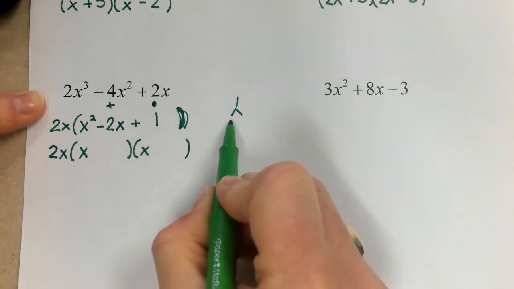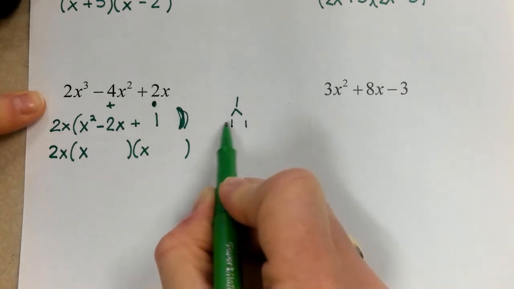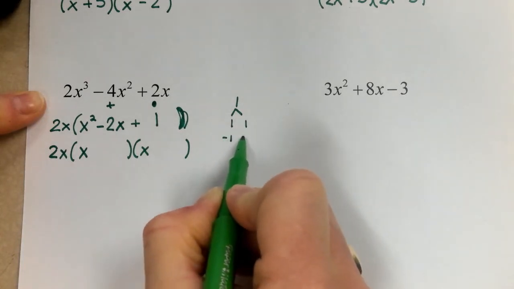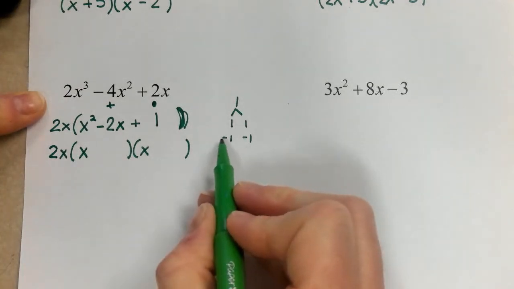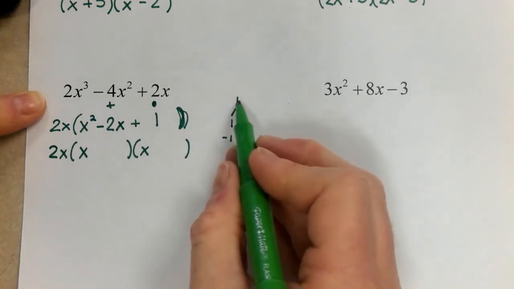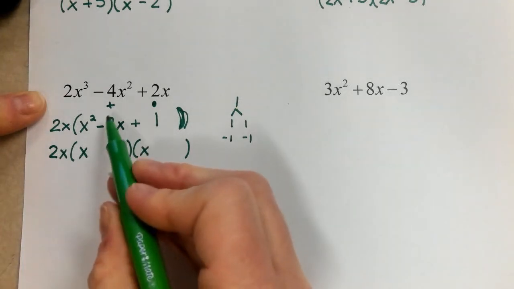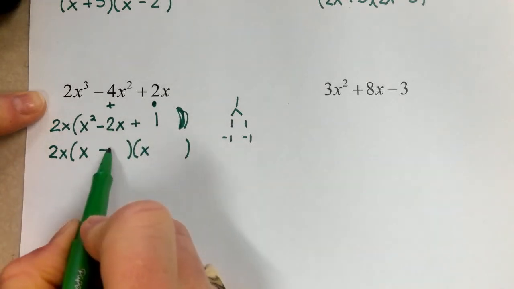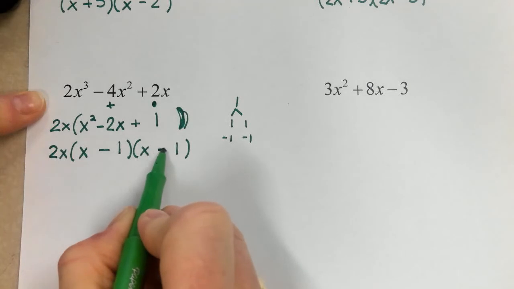Well, the only way to get a 1 is with 1 times 1. But remember also that 2 negatives multiplied together make a positive 1 as well. So maybe it's negative 1 times negative 1 to make positive 1. But then negative 1 plus negative 1 would add up to be negative 2. So we want negative 1 and negative 1 when we unfoil.